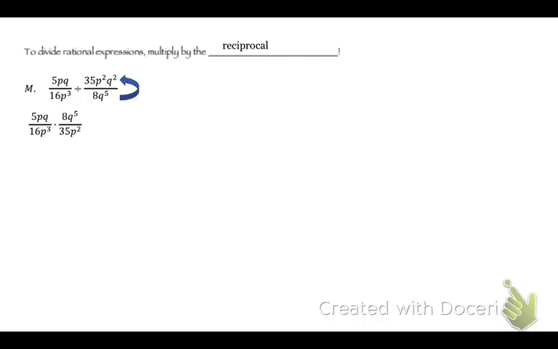So that's going to be 5pq over 16p cubed times 8q to the 5th over 35p squared. Then we can multiply across, and you get 40pq to the 6th over 560p to the 5th. Then we're going to simplify it. 40 goes into 560 14 times. One of the p's cancel, leaving me p to the 4th on the bottom and q to the 6th on top.